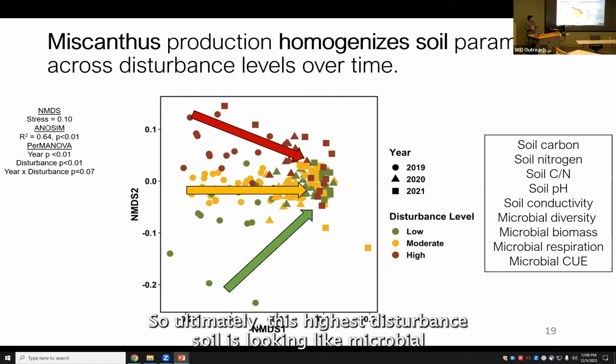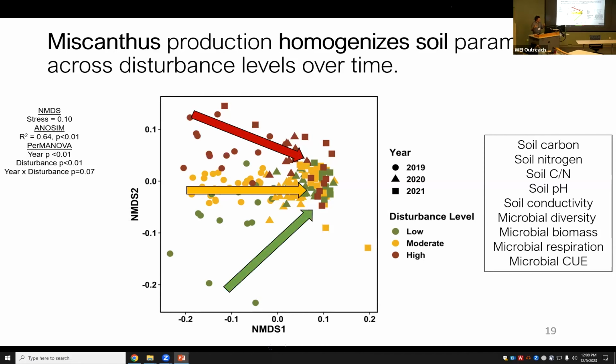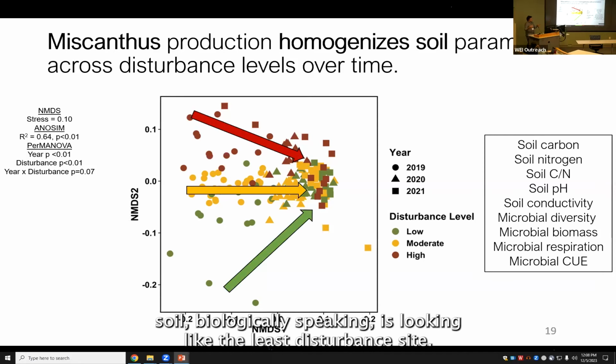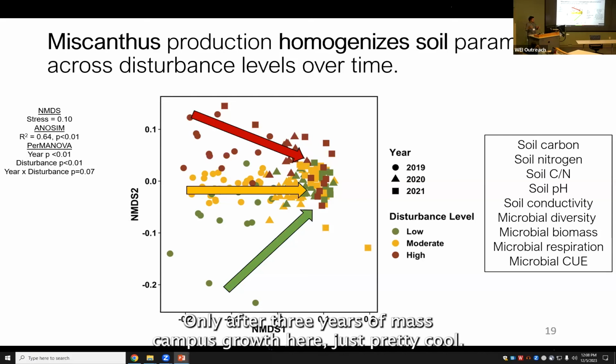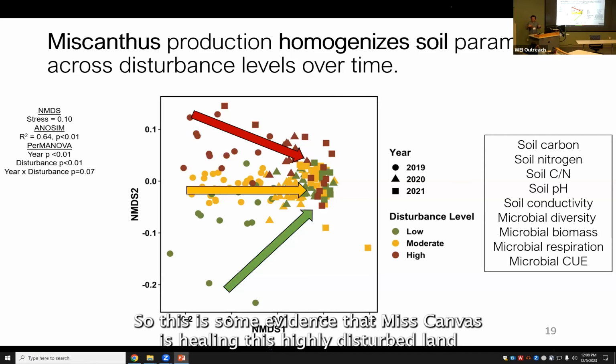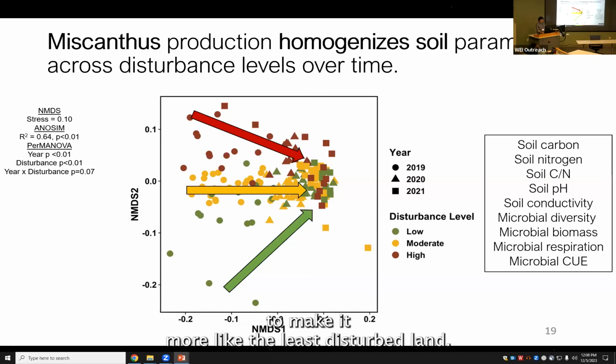So ultimately, this highest disturbance soil is looking like, microbially, soil biologically speaking, is looking like the least disturbance site only after 3 years of Miscanthus growth. Okay, which is pretty cool. So this is some evidence that Miscanthus is kind of healing this highly disturbed land to make it more like the least disturbed land.